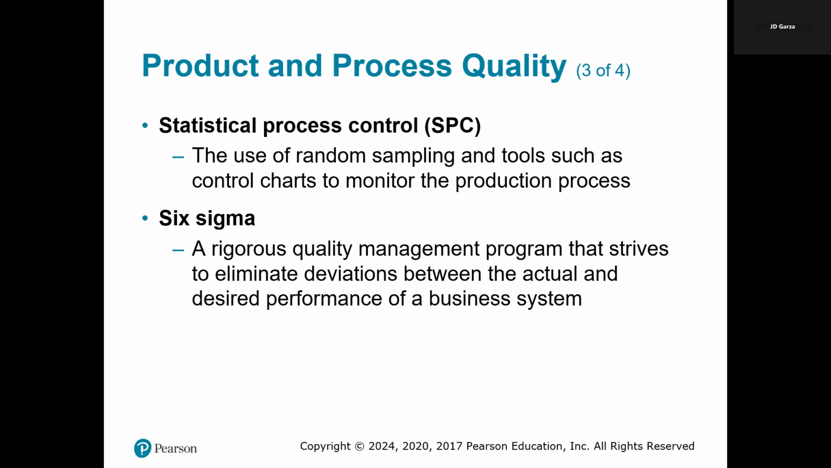And by distinguishing between common cause variation inherent to the process and special cause variation due to specific issues, SPC, statistical process control, enables managers, on the other hand, to determine when corrective actions are even needed.